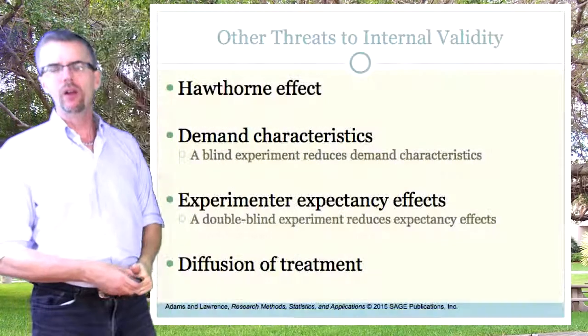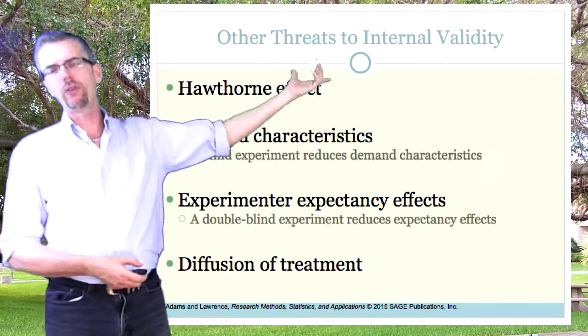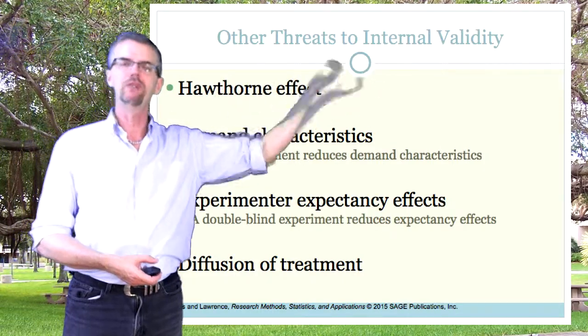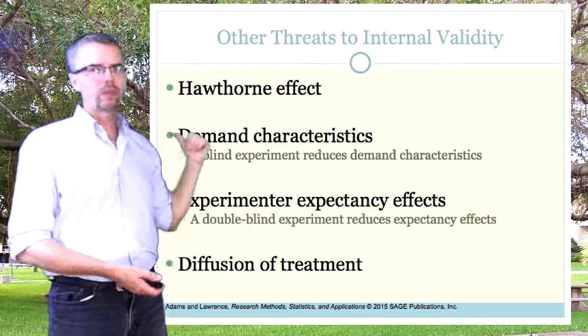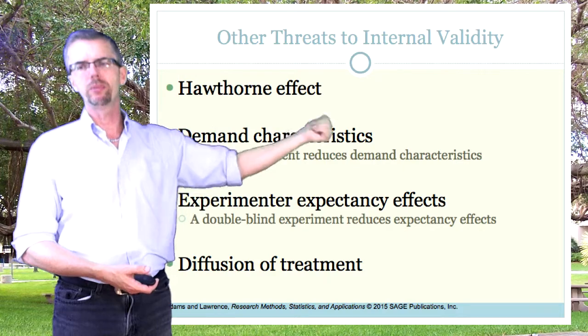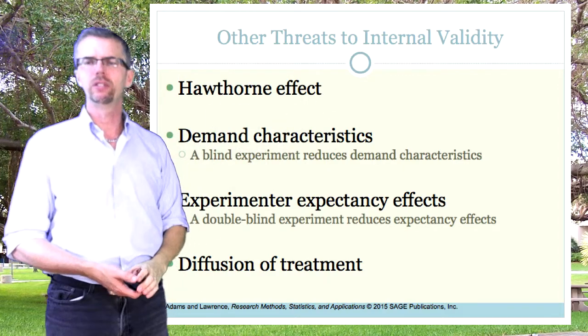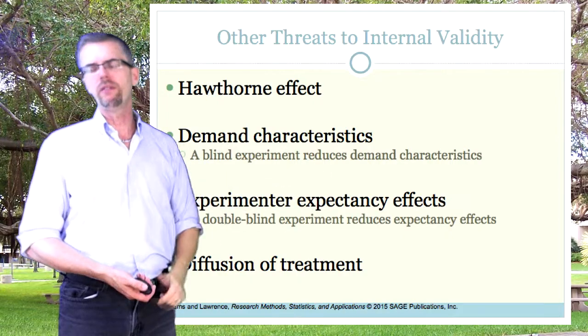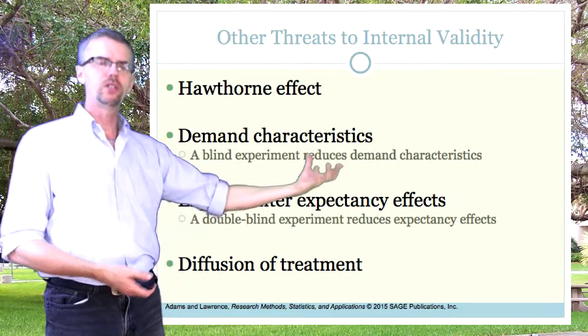Other threats to internal validity come from the Hawthorne effect, which is where the presence of the experimenters themselves became an independent variable. Demand characteristics, which is a situation where you would want a blind experiment to reduce the demand characteristics. Understand that term. And the experimenter expectancy effects is what I've talked about a lot in previous chapters here.